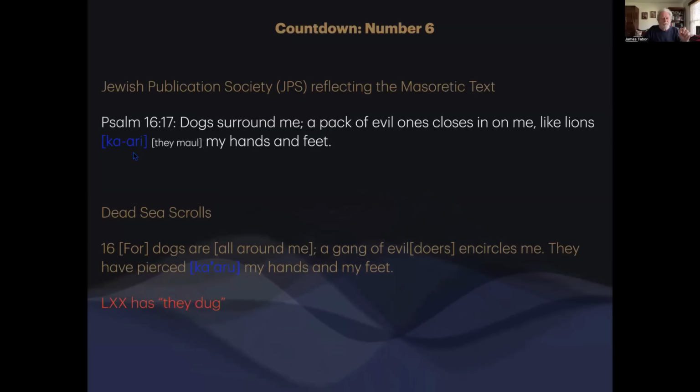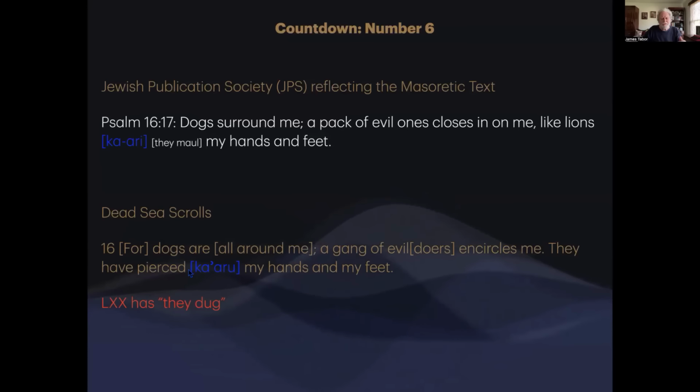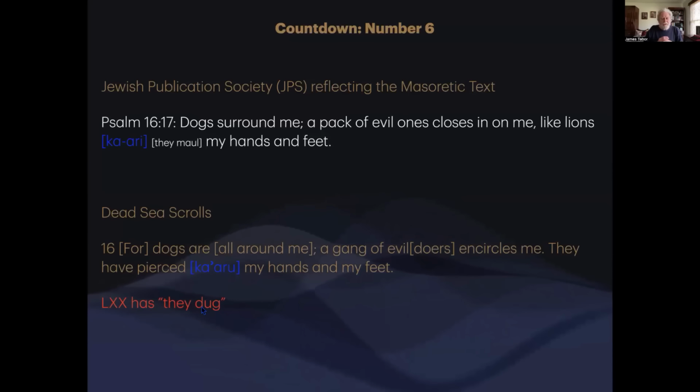So if you have this form of the Hebrew word, ari, which has a yod at the end, kind of a vowel letter, or aru, which means they, it's the ending for the verb they have pierced. It makes a difference. I would think this is original. The Septuagint has they dug, which is a lot like piercing. I wouldn't translate it as dug, but the idea is like you're penetrating when you dig, you go into something. So you can see the idea there.